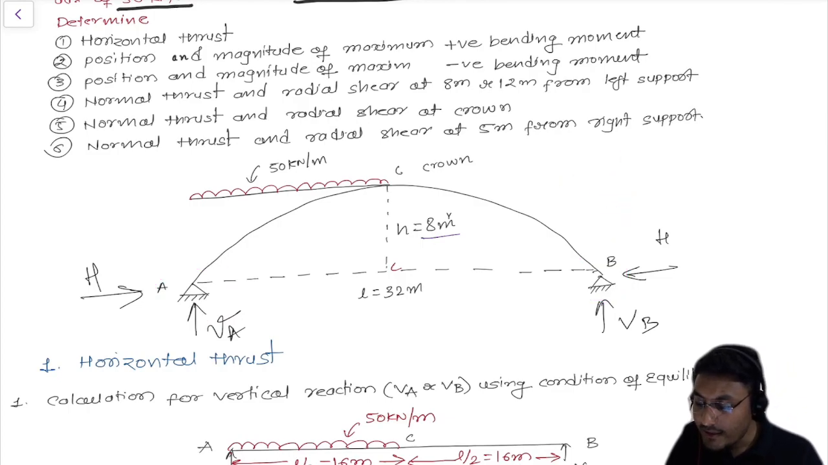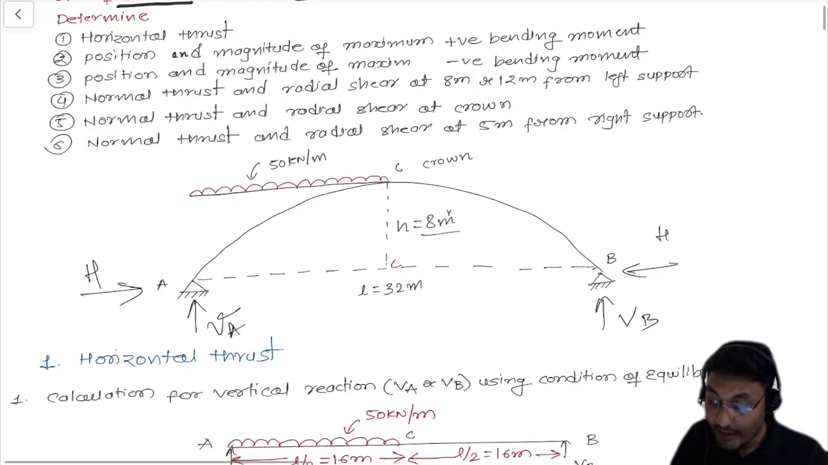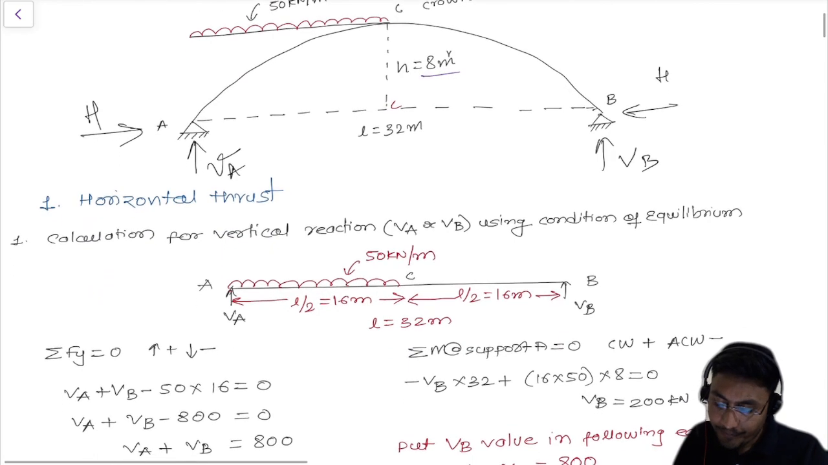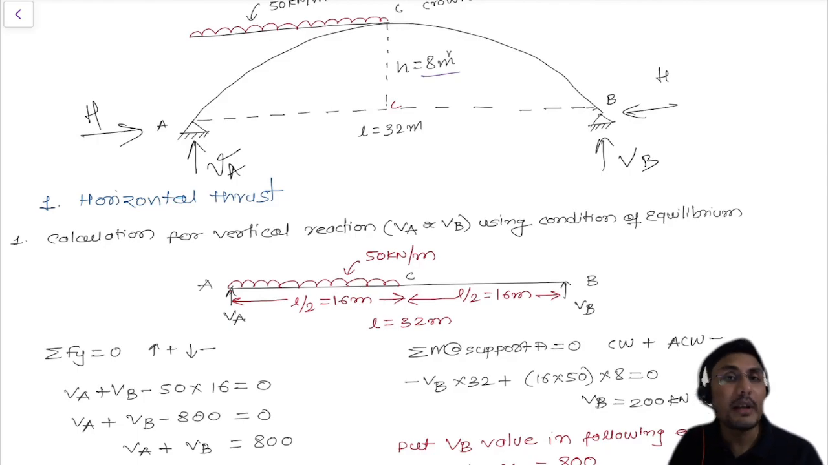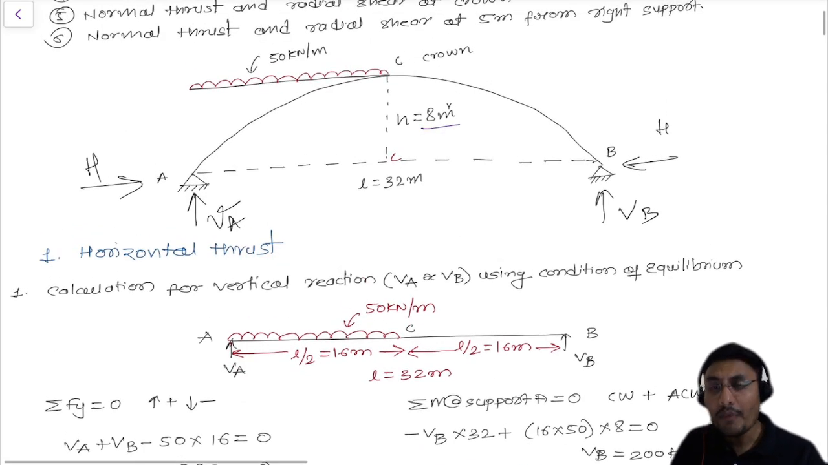Now let's understand the calculation of horizontal thrust in this numerical, in this video, sorry. So first of all, to calculate the horizontal thrust, let's calculate the vertical reactions using the condition of equilibrium. So condition of equilibrium means what?